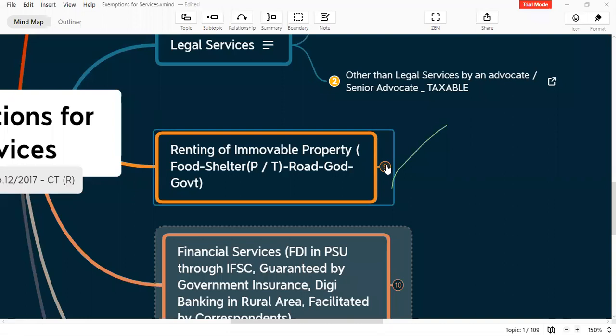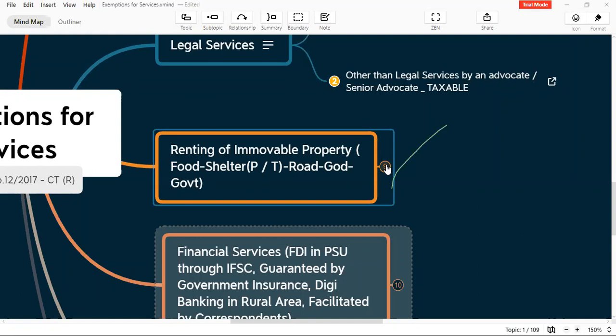When we say food, from where do we get food? Of course from the kitchen, but I'm talking about the origin of food. It is from agriculture. So the government says renting of vacant land for agriculture purposes is exempt from GST. That is food. All agriculture-related land is exempt. Second is shelter. Where do we live? Again, we have grouped it into 2 categories: permanent and temporary.